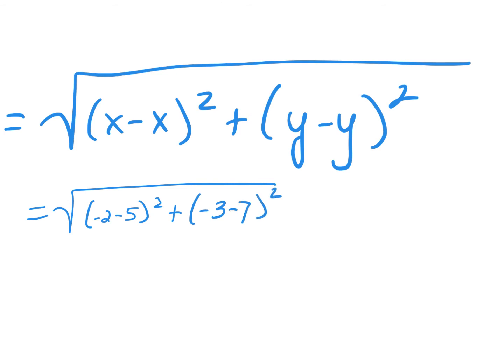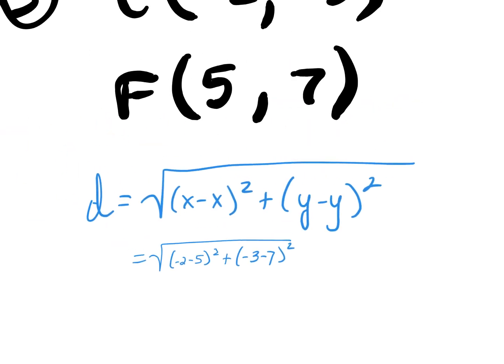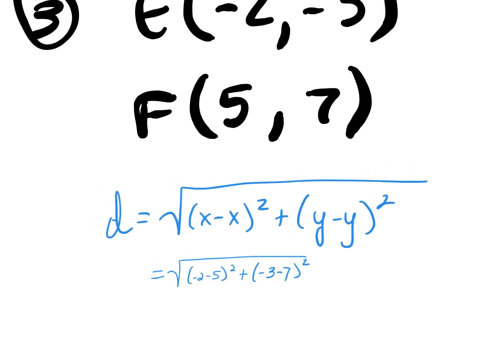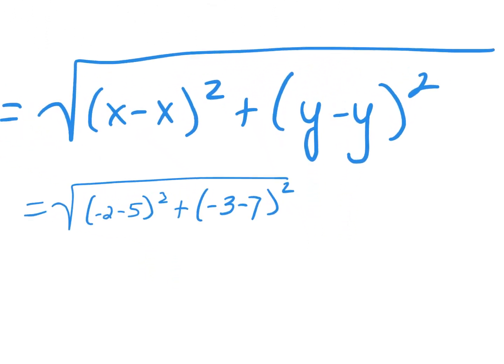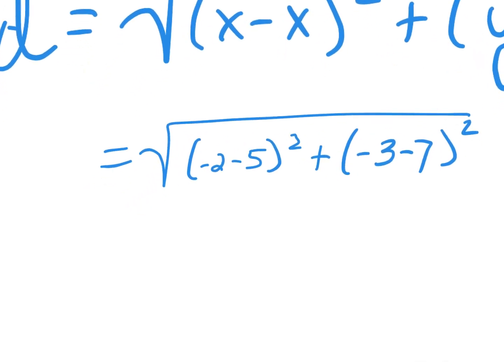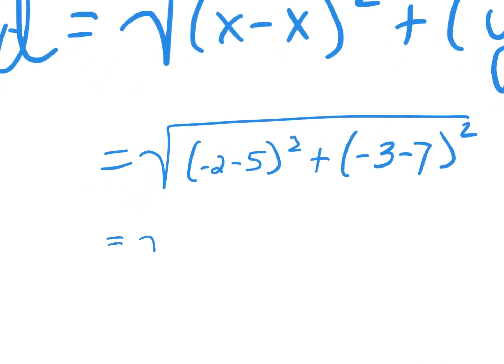Again, you could have written it the other way. You could have said 5 minus a negative 2 and 7 minus a negative 3, just as long as you keep x's together and y's together. So now as we simplify, negative 2 and negative 5 give me negative 7 squared plus negative 3 and negative 7 is negative 10 squared, correct?